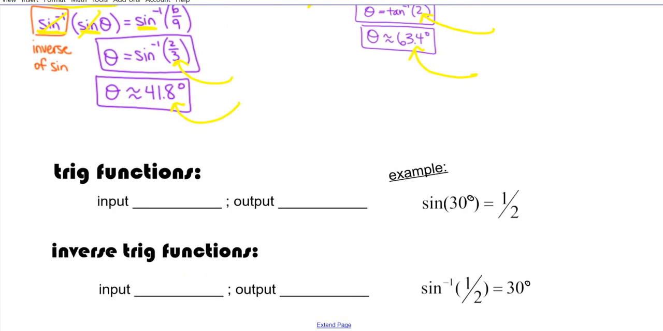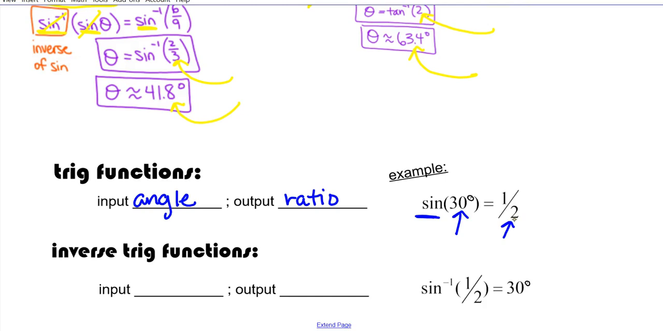Okay, so to summarize some of that, you can go ahead and write this down. With regular trig functions, you input the angle and you output the ratio. Sometimes we call that an exact value. So for example, for sine, the regular sine function, you could input 30 degrees and output 1/2 because the sine of 30 degrees is 1/2.